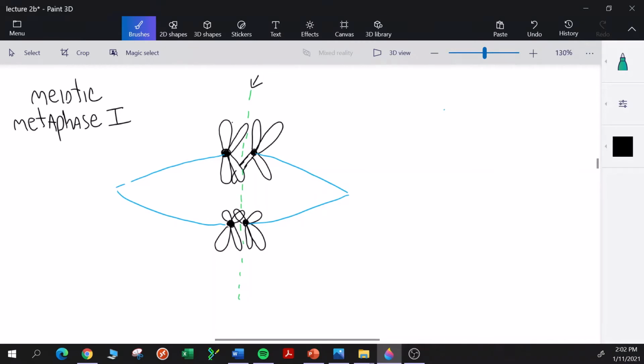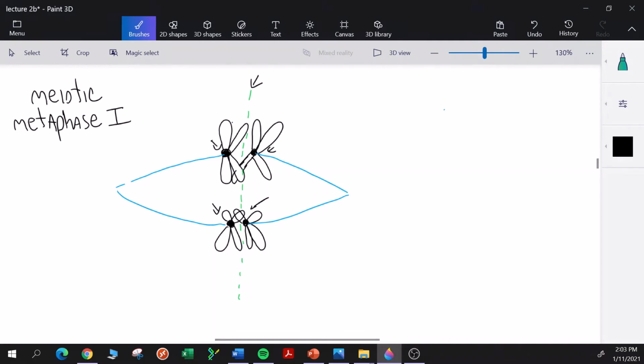Here we can see that we have both tetrads aligned on the metaphase plate. And unlike mitosis, the centromeres are found on either side of the metaphase plate. So if we see centromeres side by side, one on either side of the metaphase plate, we know we are not talking about mitosis. We know we are talking about metaphase 1 of meiosis, or meiotic metaphase 1.